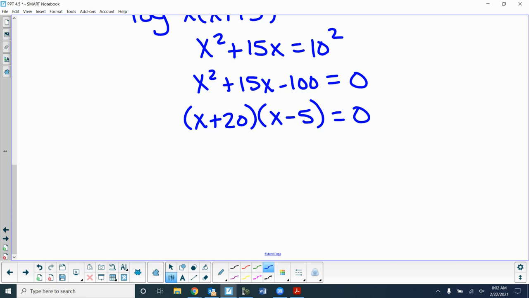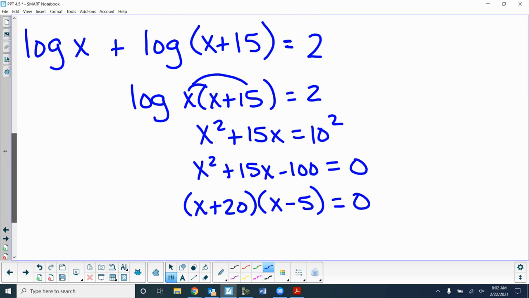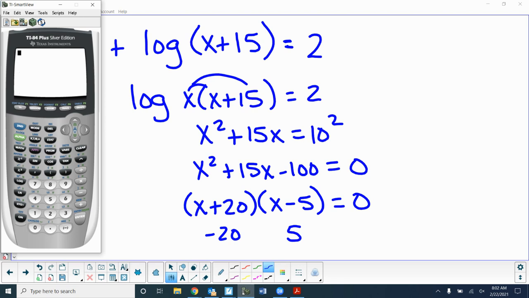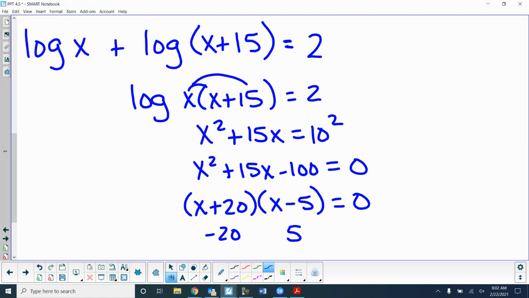So what's this answer? Negative 20, right? What's this answer? 5. Now, we go check. It says log of negative 20. Can you do that? Log of negative 20. Yes or no? No. So you check on those. When you get multiple answers, you check in the original problem. You can't take the log of a negative. So that's a no good answer. The only one we can use is that one.